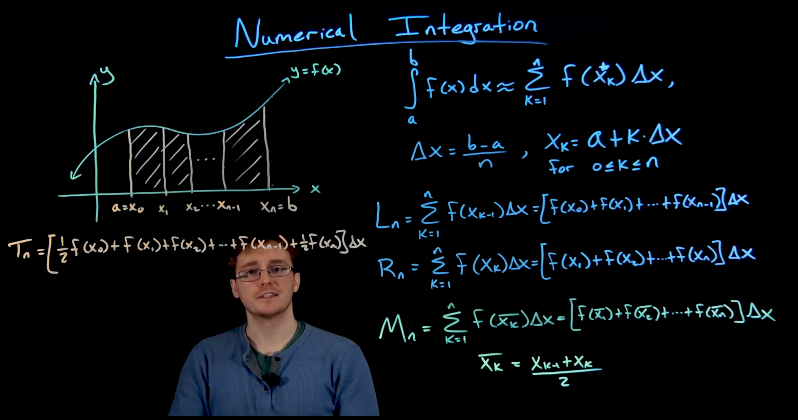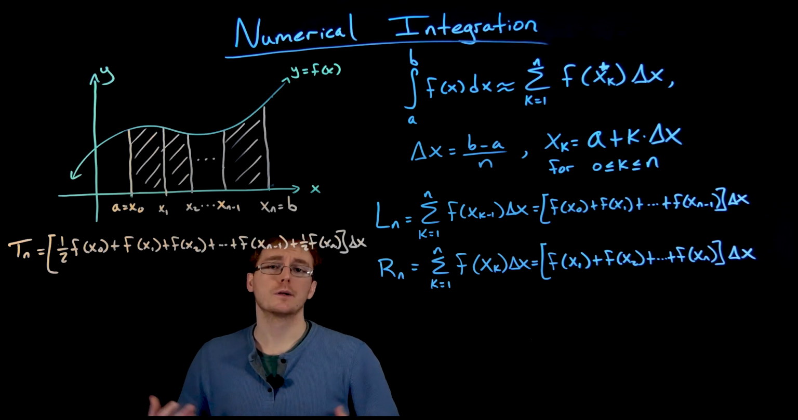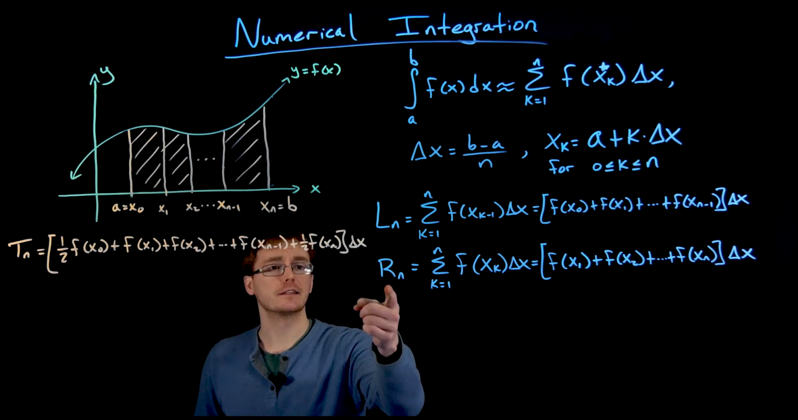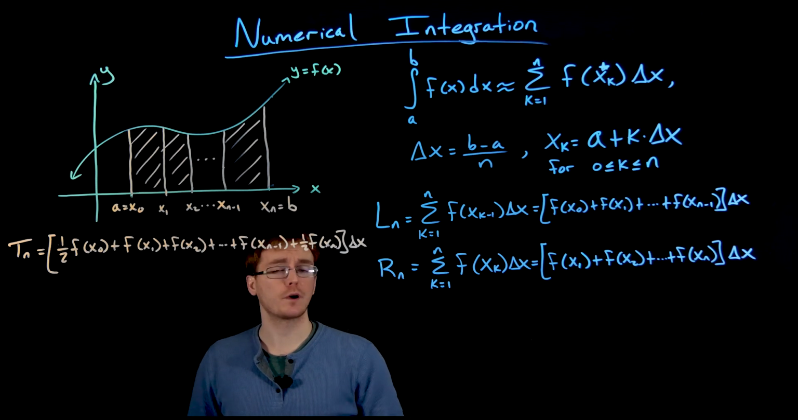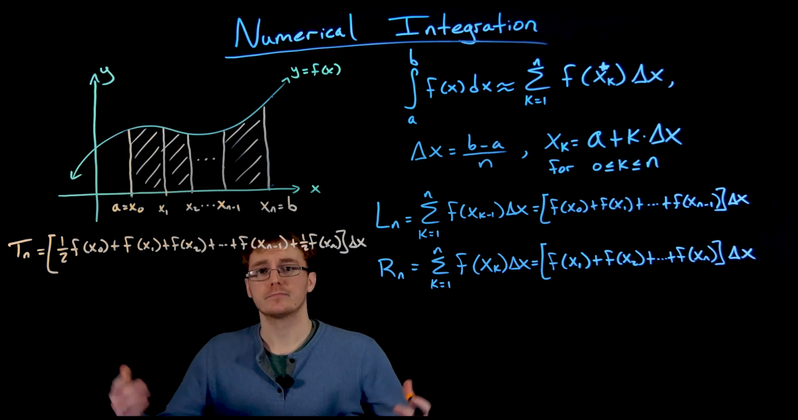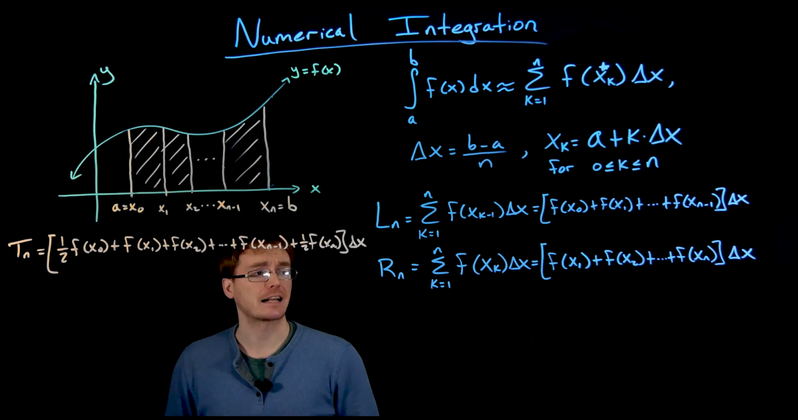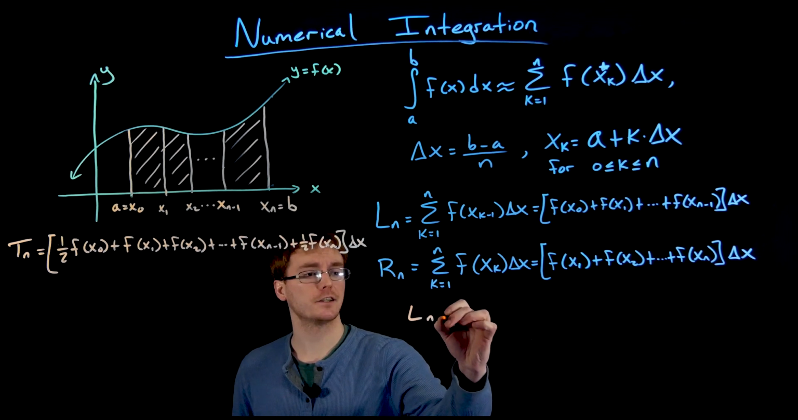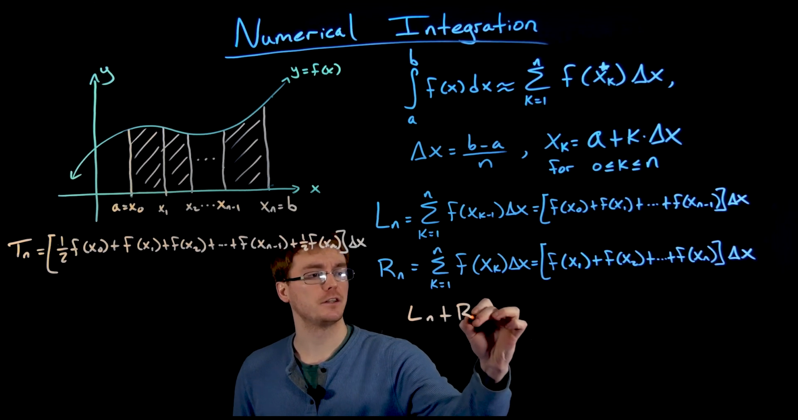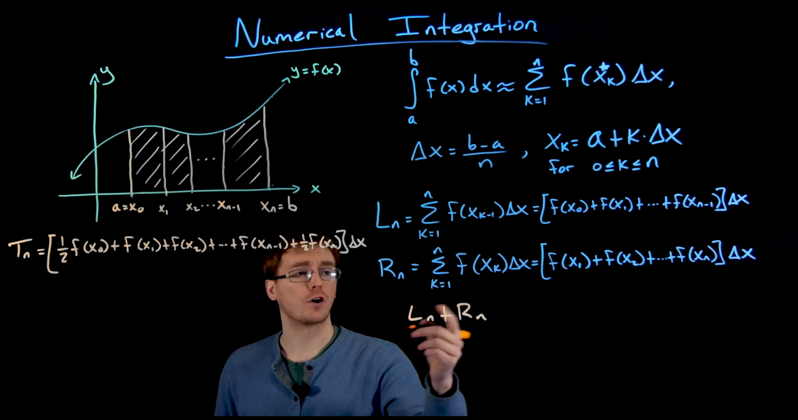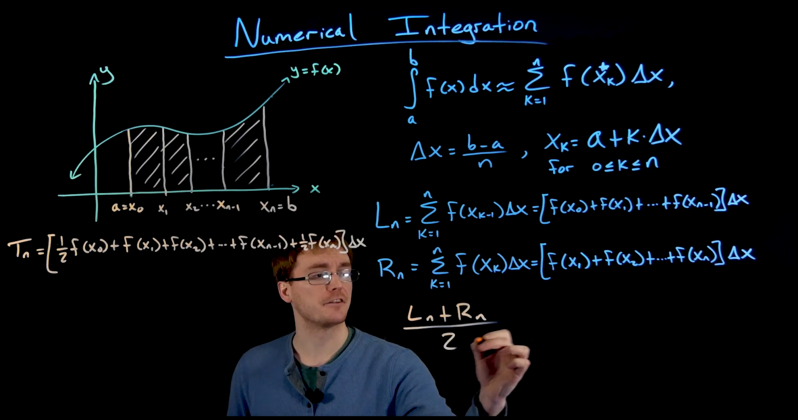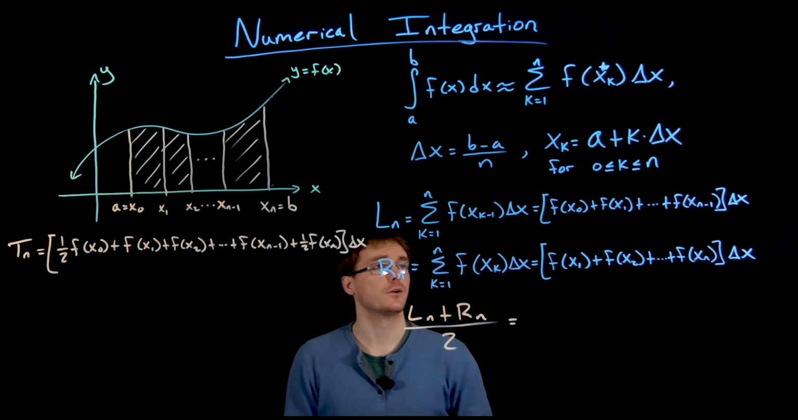And earlier I mentioned that this is just the average between the left endpoint rule and the right endpoint rule approximations, and we can actually verify that really quickly. To prove that the trapezoidal rule formula really is just the average between the left endpoint approximation and the right endpoint approximation, we can take the average between those and see that we get this exact same formula. What we're going to look at over here is the left endpoint approximation, all those terms added to the terms from our right endpoint approximation, and divide that by 2. So let's go ahead and see what's going to happen.